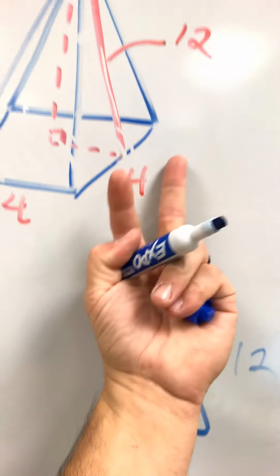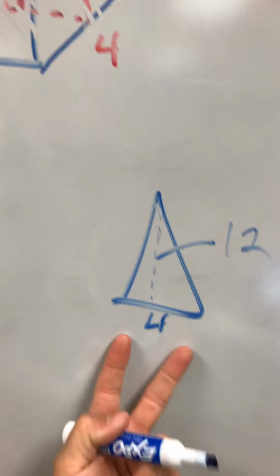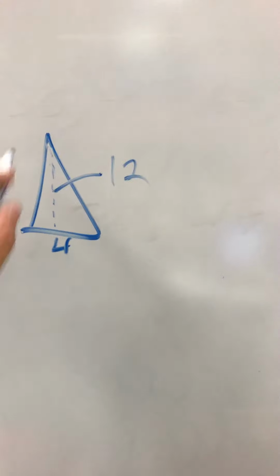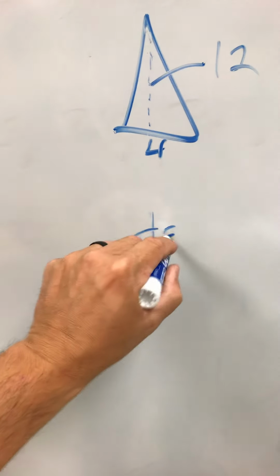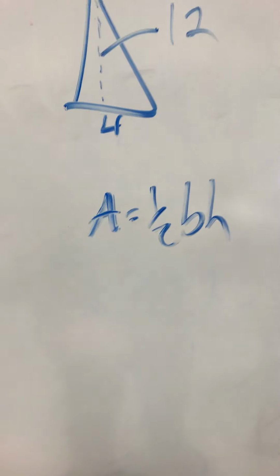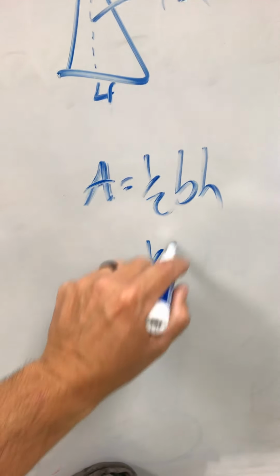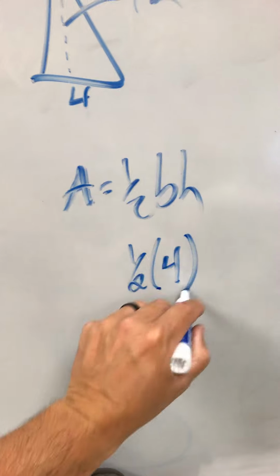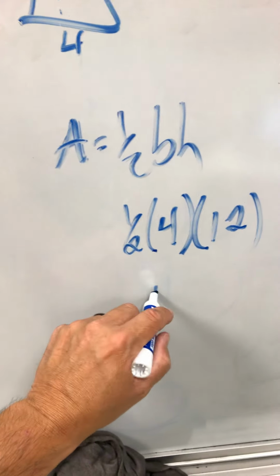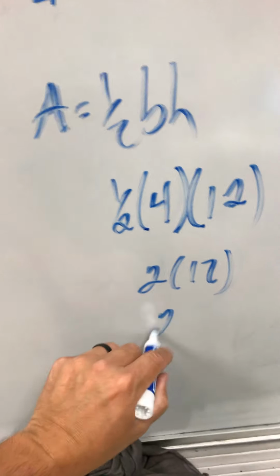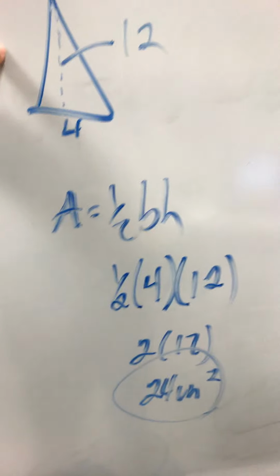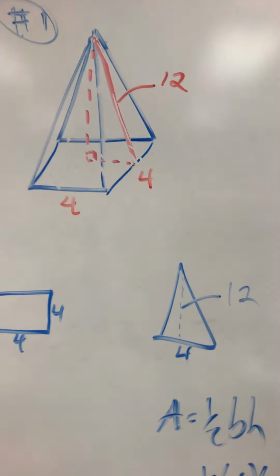And the base, here's 4, right, is the base of your triangle. So if you remember how to find the area of a triangle, area equals, well, my marker's down on me. That's 1/2 times the base times the height. So half of 4 is 2. 2 times 12 is 24 units squared. So that's the area of just one of those triangles.